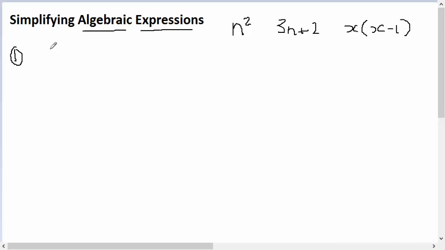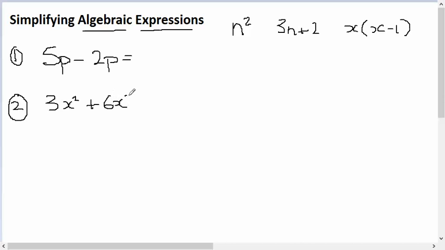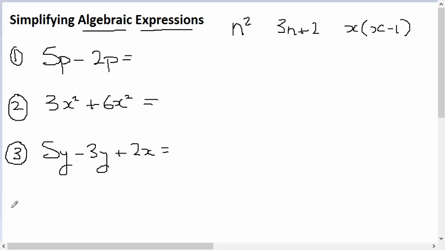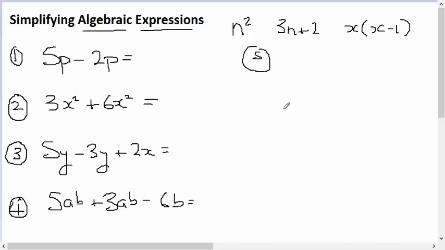Okay, number one, 5p take away 2p. Number two is going to be 3x squared plus 6x squared. Number 3 is going to be 5y minus 3y plus 2x. And let's have 5 questions. So I'll have 5ab plus 3ab minus 6b, and let's have one over here as well, number 5. 8t take away 3i minus 6t, oh, minus i. So you might need to pause it there and just write down these questions, and then you can come back to it.